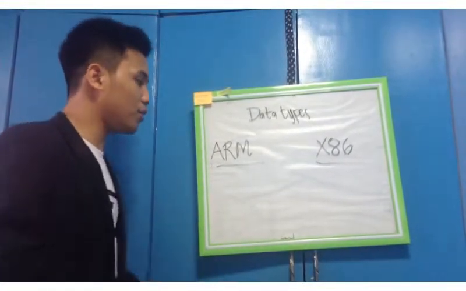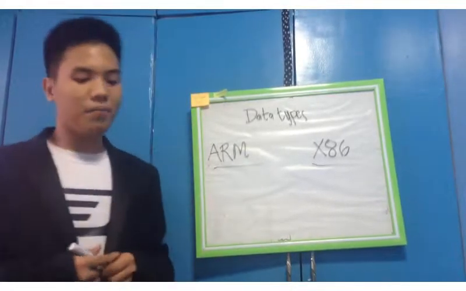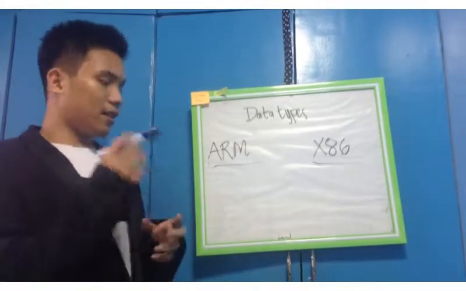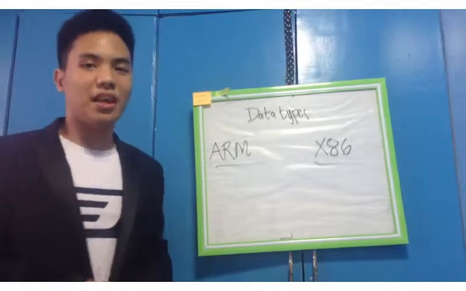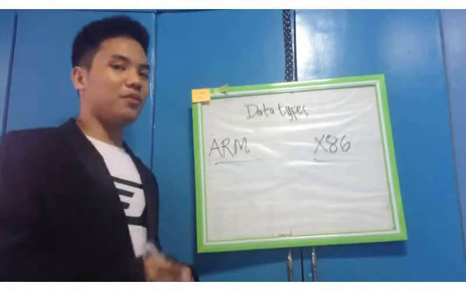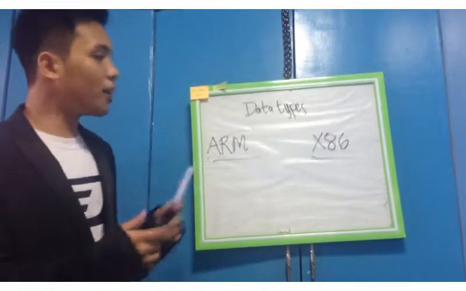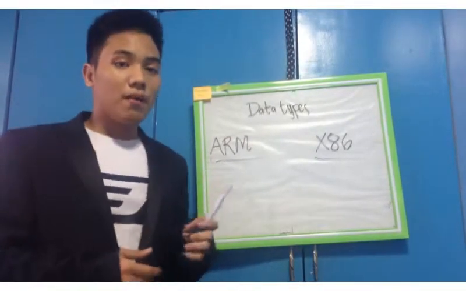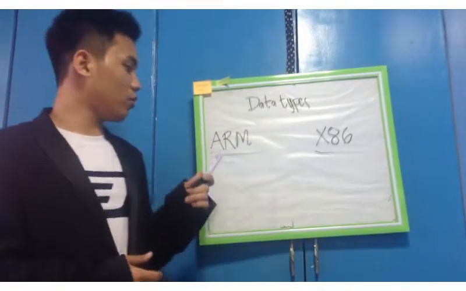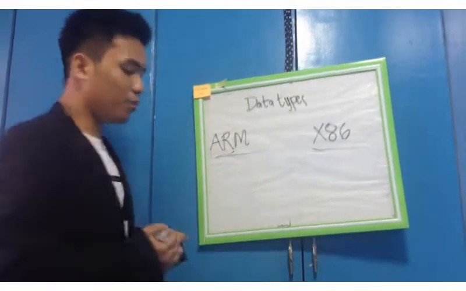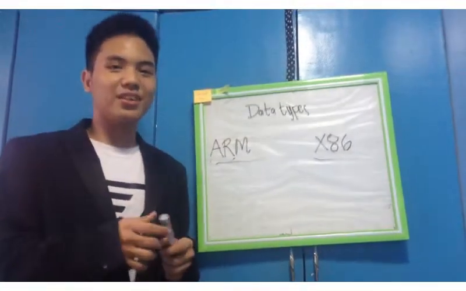And then we proceed to the ARM. ARM means, a long time ago, Acorn RISC Machine, and now we call it Advanced RISC Machines. ARM is also an example of RISC. That's why in ARM it means RISC. Okay, do you get?